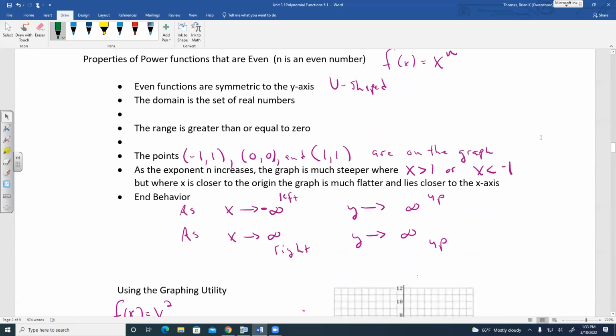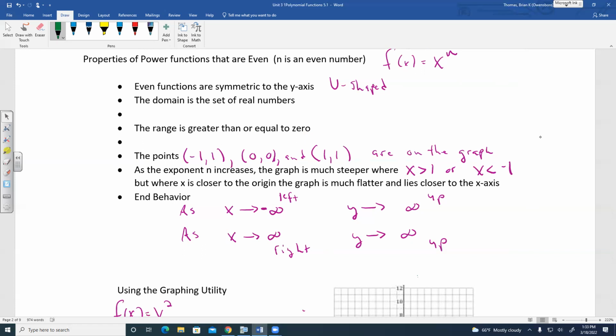So, properties of power functions that are even. Even kind of means the exponent is an even number. So if the exponent is an even number, even functions are going to be symmetric to the y-axis. They're also going to be U-shaped. They're going to take on that U shape.